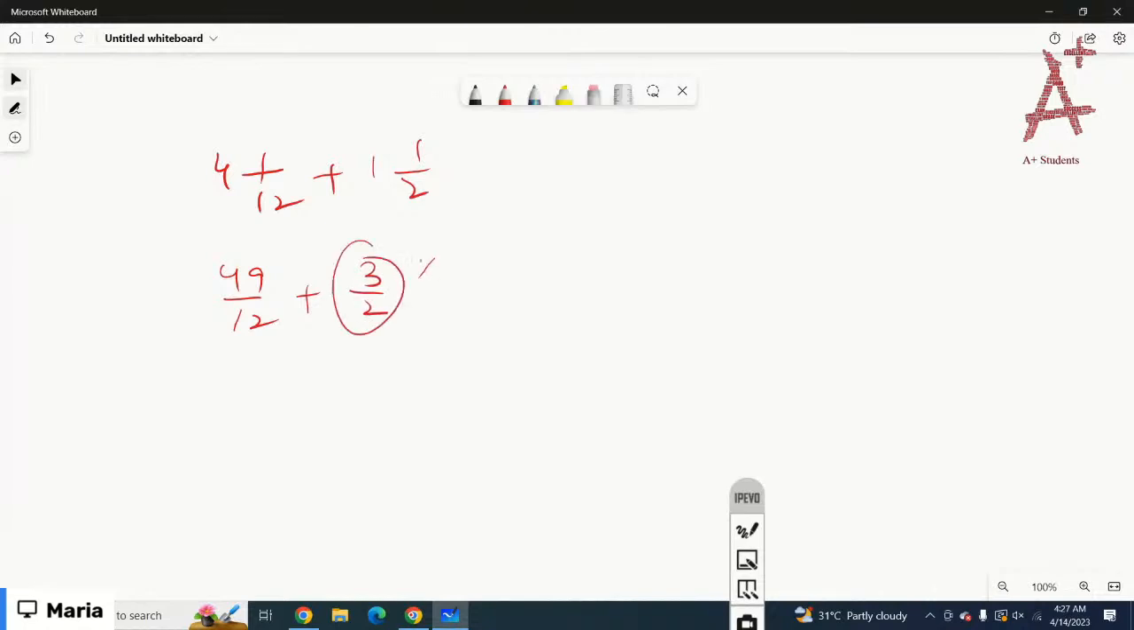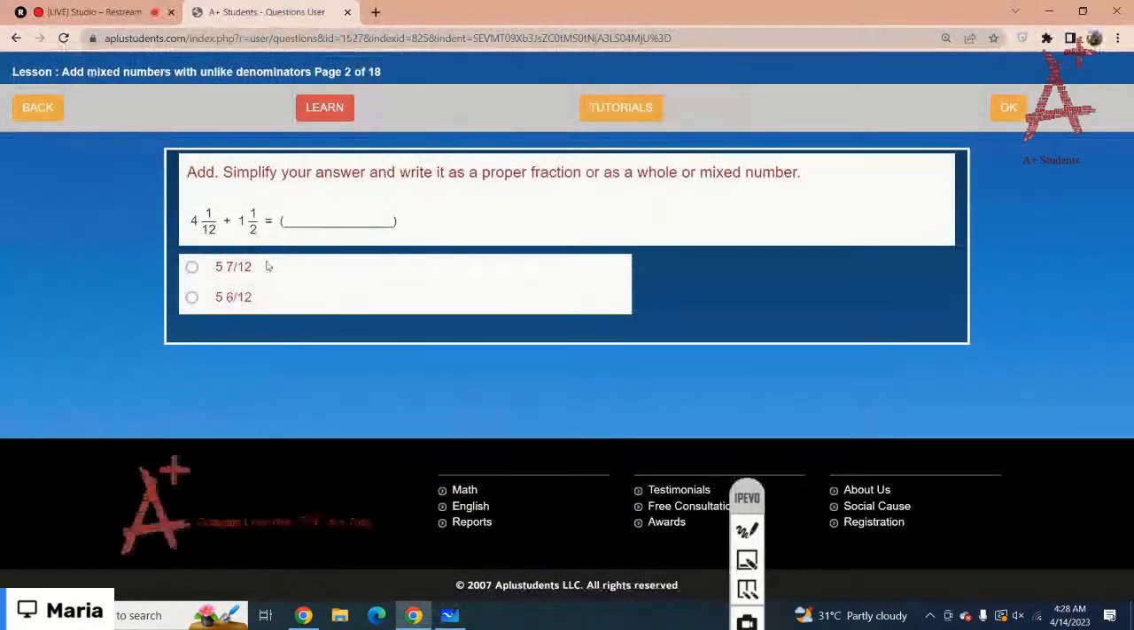So 2 times 6 is 12. So you need to multiply this fraction by 6. So 49 over 12 plus 6 times 3 is 18 over 2 times 6 is 12. So it would be 49 plus 18 equals 67 over 12. So 12 times 5 is 60. So it would be 5 whole 7 over 12. Got it? The correct option is 5 whole 7 over 12. Option number 1 is the correct option.